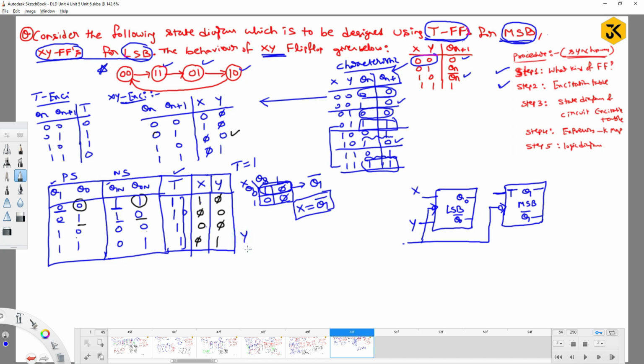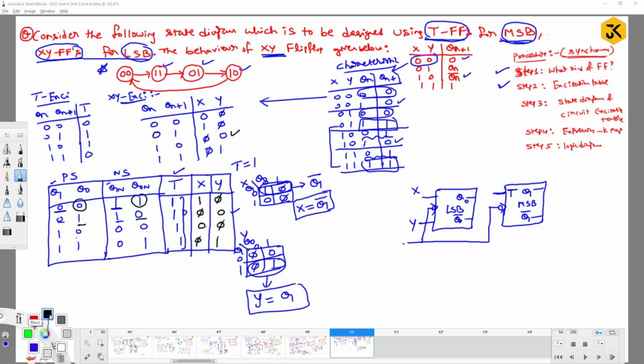What about Y? Y will be Q1 and Q0. For 0 1 only you have to have 0, and for 1 1 you have to have 1, and the remaining are going to be pi. Now you can combine like this, and you are going to get Y equal to Q1.